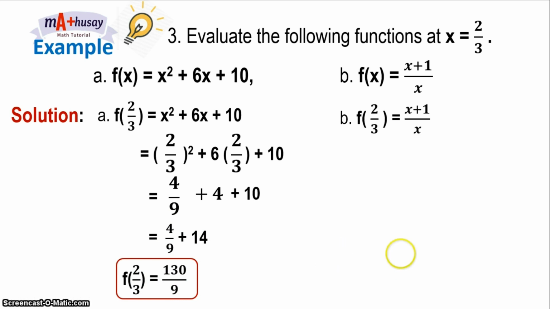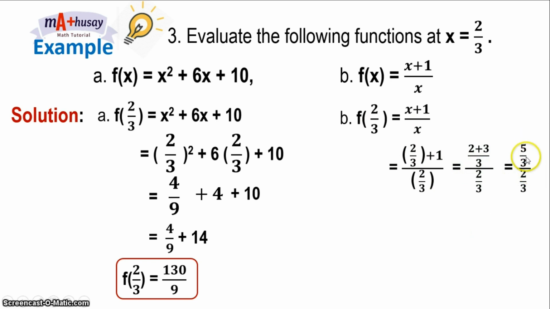How about f of 2/3 equals x plus 1 all over x? So, ngayon, i-evaluate natin ay itong function na ito. So, kapag papalitan natin lahat ng variable x ng 2/3, so we have 2/3 plus 1 all over 2/3. So, kung mapapansin nyo, may fraction sa mismong fraction. So, isimplify muna natin ang numerator. So, ang numerator, isisimplify natin siya in this way. So, 3 times 1 is 3. Plus 2 all over 3 na ito. So, copy the denominator. So, simplifying the numerator, we have 5 over 3 all over 2/3.